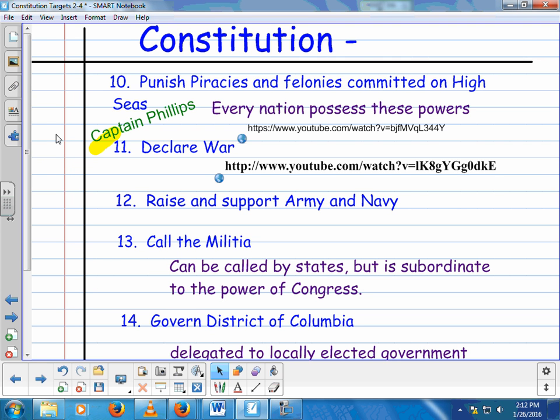Number 13 relates to state militias. There are very few state militias that exist. There were far more when this was created, but it was understood that the militias can be called by states, but they are under the jurisdiction or subordinate to the powers of Congress. They cannot function necessarily independent of the federal government.